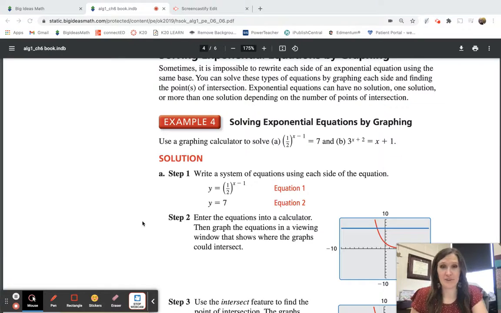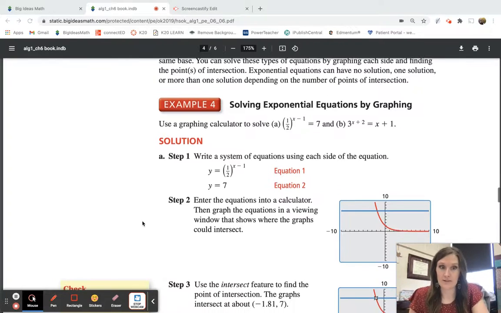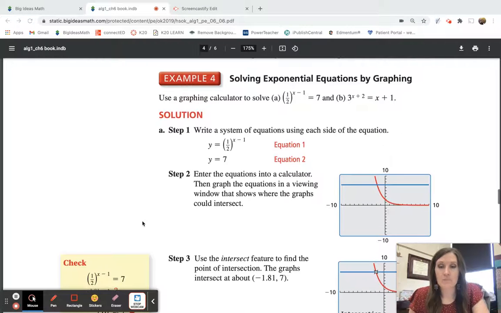Okay, the last section we're going to look at today, and I hope it doesn't freak you out with me down here in the corner or distract you, but I did that so I can show you on the calculator for part of this. So we are solving exponential equations by graphing. Way easier than it sounds, okay? So these are the two examples we have. 1/2 to the x minus 1 equals 7, and 3 to the x plus 2 equals x plus 1.